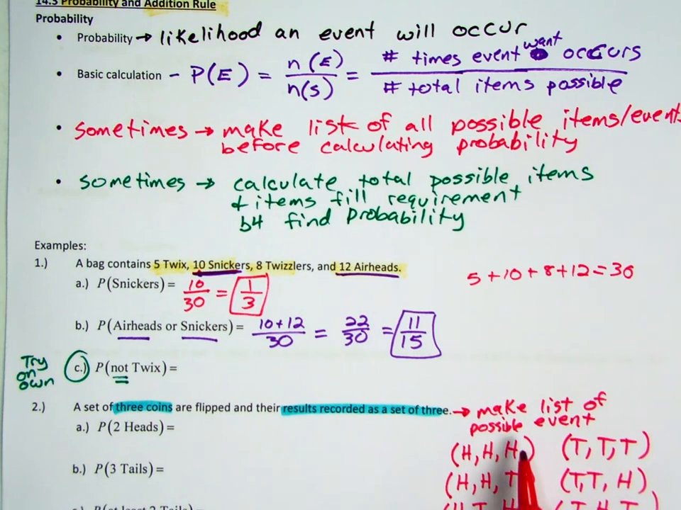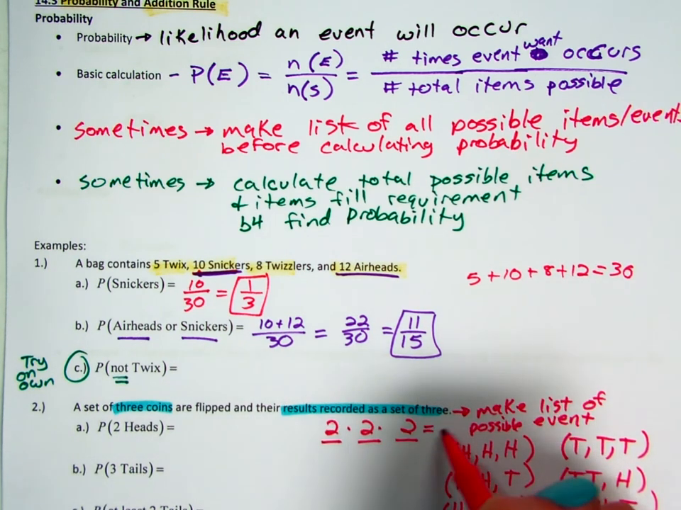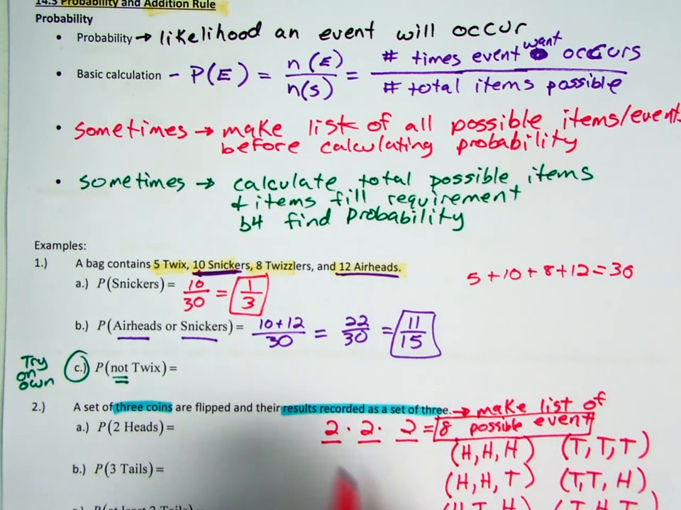So there are 1, 2, 3, 4, 5, 6, 7, 8 different options. And that should make sense, right? Because really, we could think about this as we have 3 different things. We're flipping 3 different coins. We could have either heads or tails, heads or tails, heads or tails. Multiply them all together. Means that there are 8 possible events. So that tells me out of all of these, the denominator will always be 8.